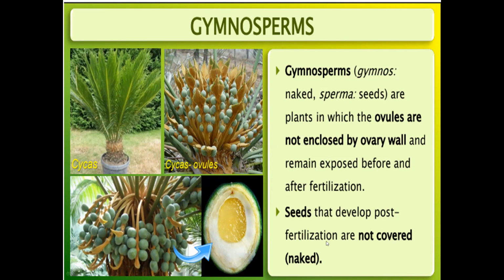You remember the flower chapter? The ovary will turn into a fruit. The ovules will turn into a seed. So these ovules, which are not enclosed by the ovary wall, that's why the seeds which develop are also naked. They don't have any cover. They are all naked. So gymnosperm and angiosperm belong to spermatophyta.